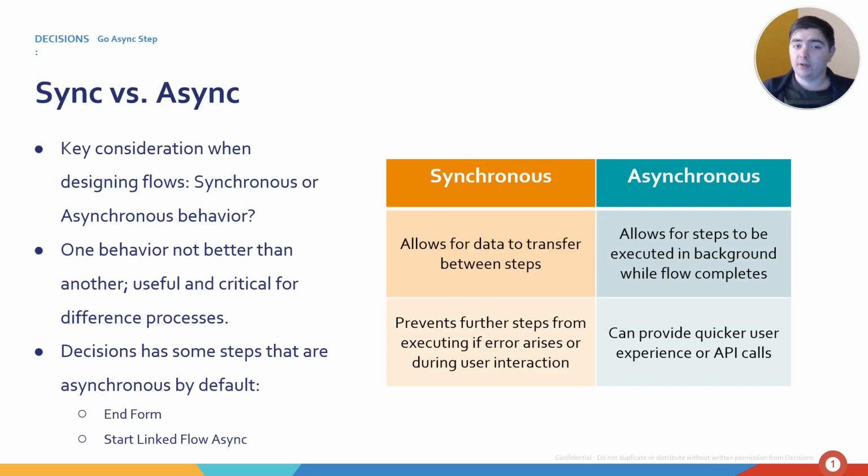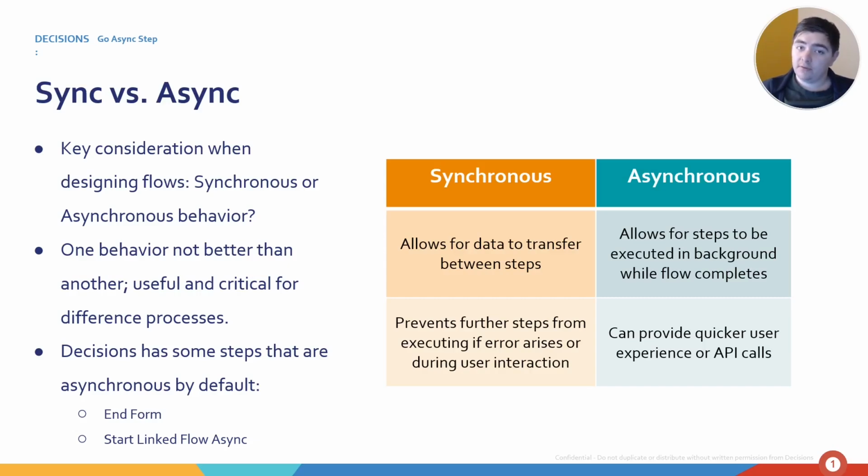For example, synchronous allows for data to transfer between steps because you are still waiting on a step to complete in order to receive that data, such as maybe a fetch or a run flows for list step, and then you can use that data later in your flow. It also prevents further steps from executing if an error arises in the step that is starting the asynchronous behavior, or possibly one right after it.